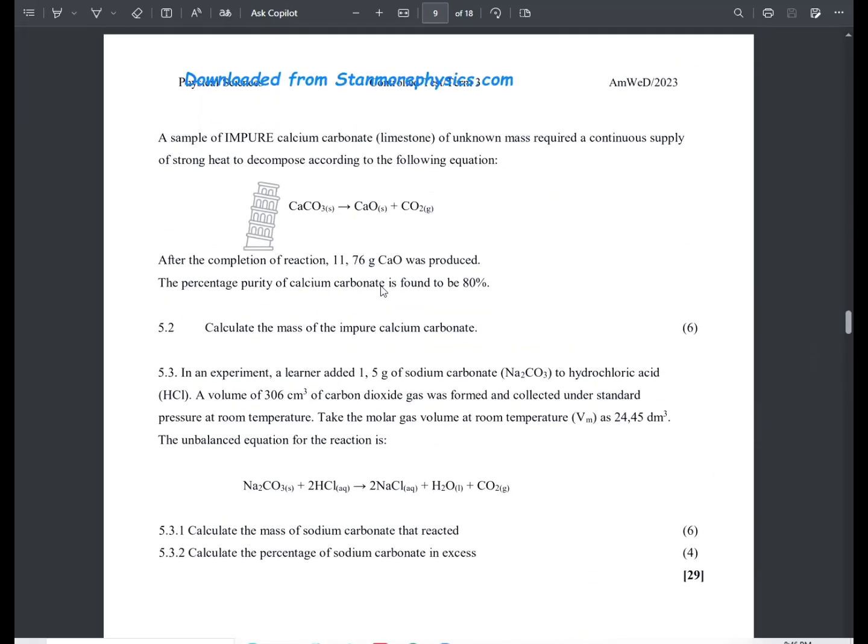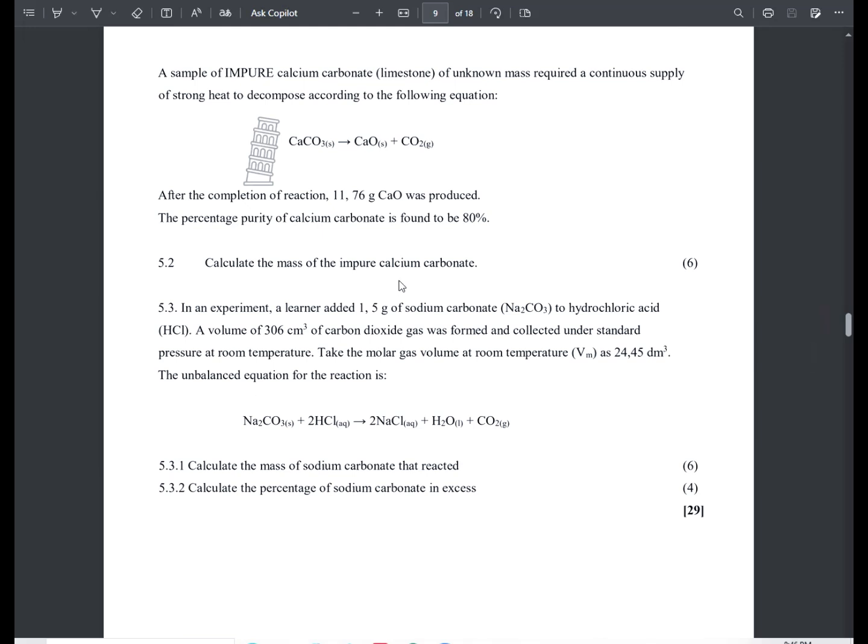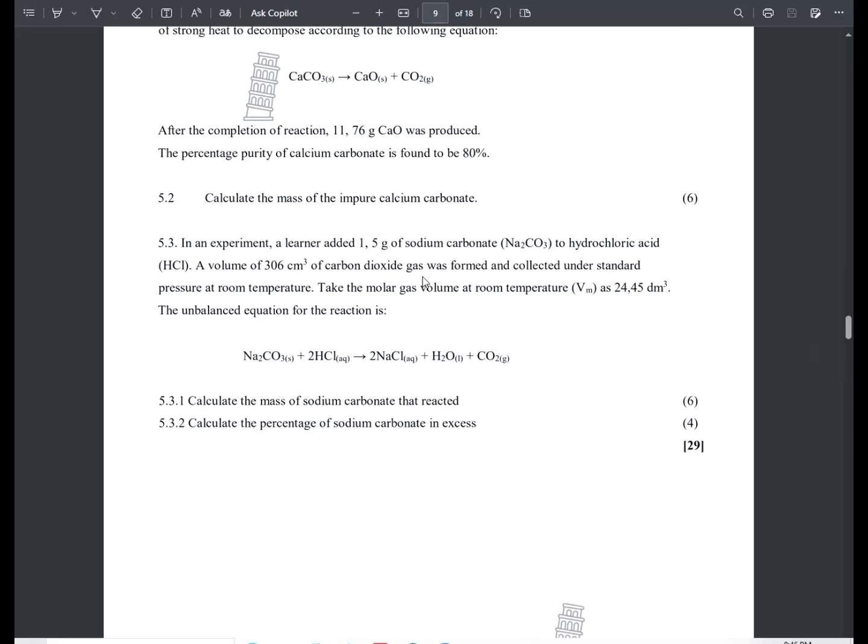Okay, then a sample of impure calcium carbonate limestone of unknown mass required a continuous supply of strong heat to decompose according to the following equation. After the completion of the reaction, 11.7 gram of calcium oxide was produced. The percentage purity of the calcium carbonate is found to be 80%. Now they say 5.2, calculate the mass of the impure calcium carbonate.